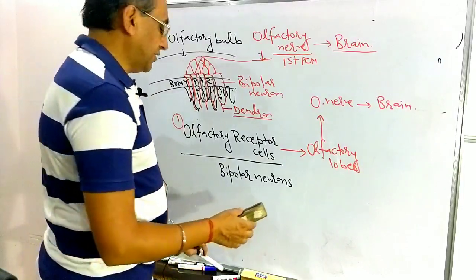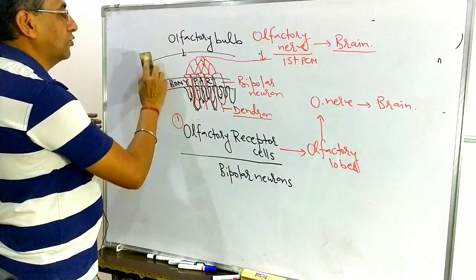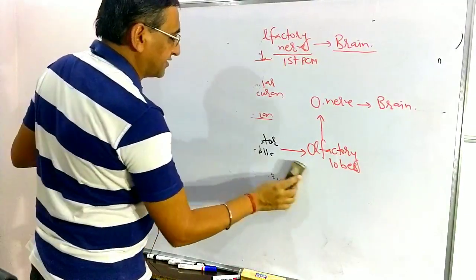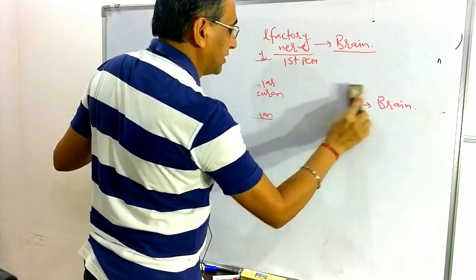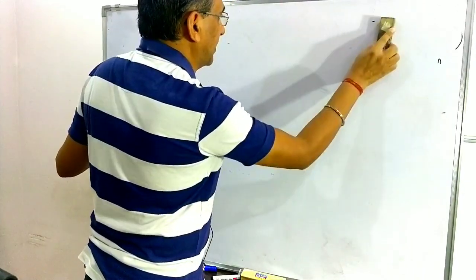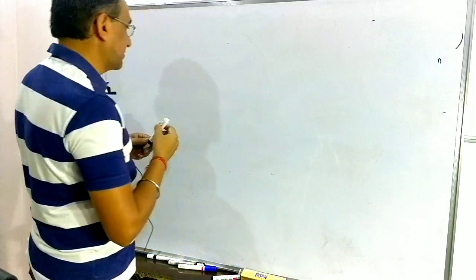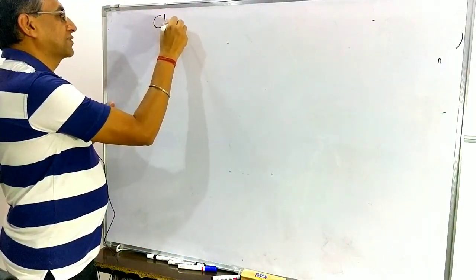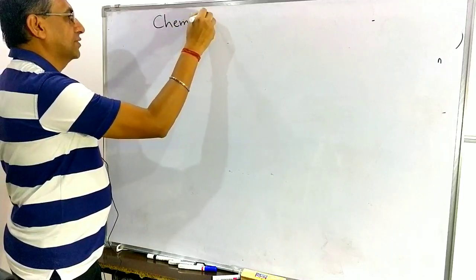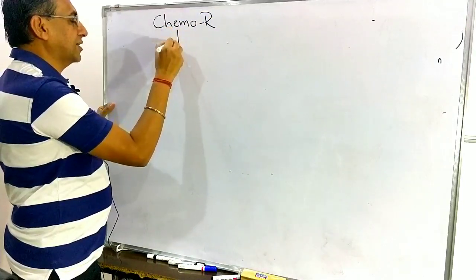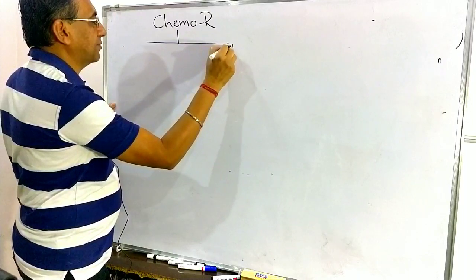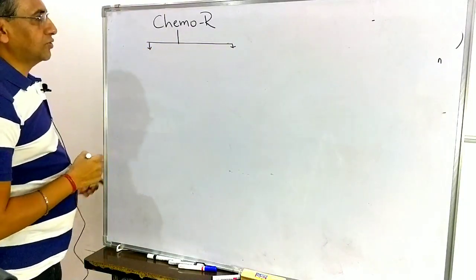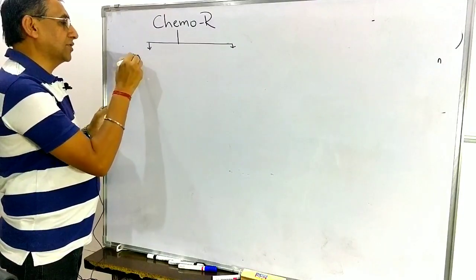Now we are going to discuss another small part, that is the sense of taste, known as the gustatory receptor. So now we are going to discuss the sense of taste. If you remember, we have discussed chemoreceptors in the types of external receptors. We have discussed chemoreceptors, and in the chemoreceptors I told you that there are two types.